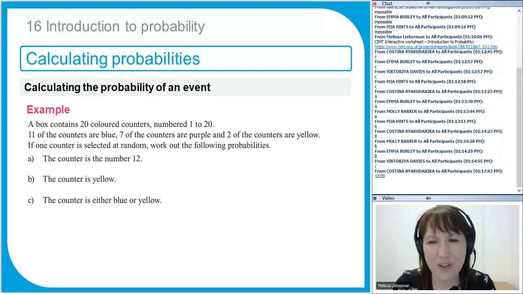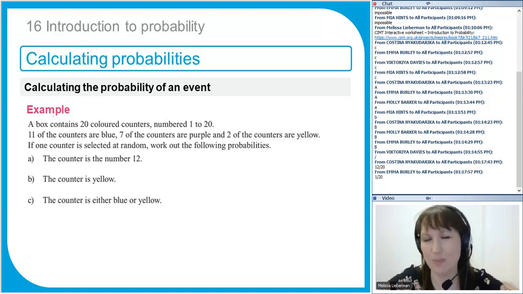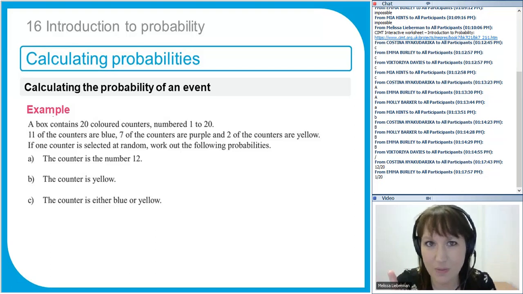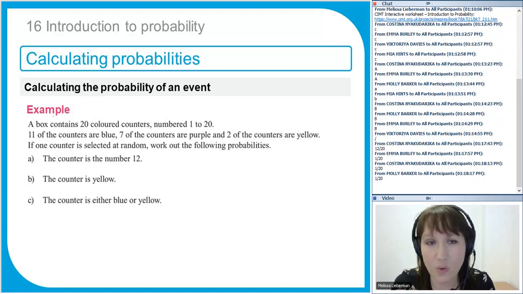Be very careful, Christine, and I think that's why they've put numbers in, because we've got 20 counters. What is the probability? I could pull out a 7, I could pull out a 10, I could pull out a 19. How many counters have the number 12 on it? Only one counter has the number 12 on it. So if I've got 20 counters and one counter has the number 12 on it, then the probability of getting a number 12 is 1 out of 20 altogether.